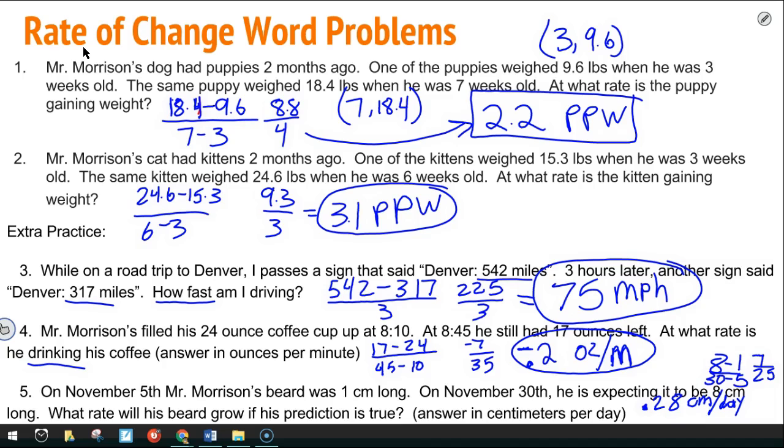Number 5, my beard is 1 centimeter long on November 5th. On November 30th, I'm expecting it to be 8 centimeters long. I was growing a beard out last year when we had this problem, so that's what that was referring to. It would grow 7 centimeters in 25 days in this scenario, which is 0.28 centimeters per day.